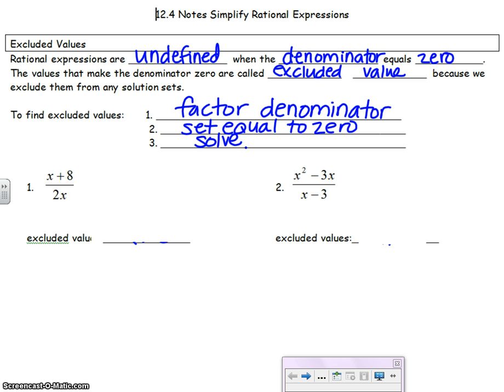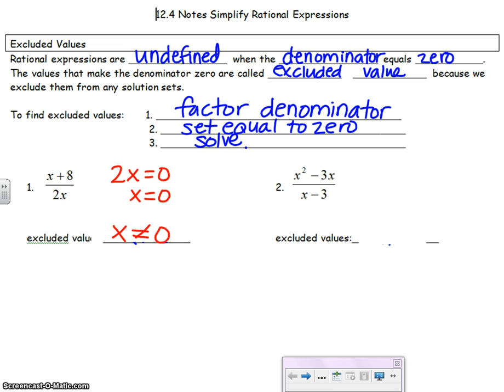So when we look at number 1 here, we look at the denominator, 2x. There's nothing that we can factor out of 2x, so we're going to just set this equal to 0. We're going to say 2x is equal to 0. And now we can go ahead and solve this equation. Divide both sides by 2 and we get x is equal to 0. This is going to be a little bit backwards now. That means when x is equal to 0 and we plug it back in, the denominator is going to be equal to 0. So our excluded value is x cannot equal 0. Okay, so 0 is our excluded value.